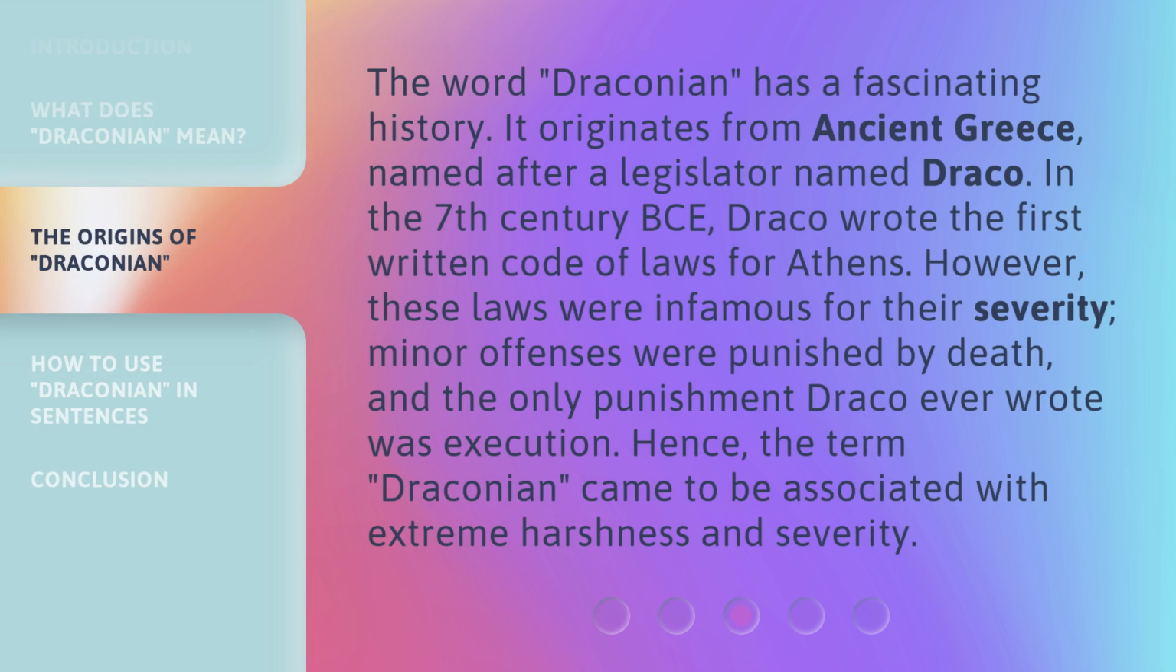The word draconian has a fascinating history. It originates from ancient Greece, named after a legislator named Draco. In the 7th century BCE, Draco wrote the first written code of laws for Athens. However, these laws were infamous for their severity. Minor offenses were punished by death, and the only punishment Draco ever wrote was execution. Hence, the term draconian came to be associated with extreme harshness and severity.